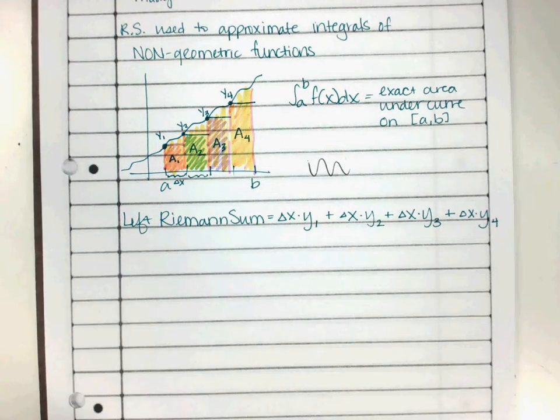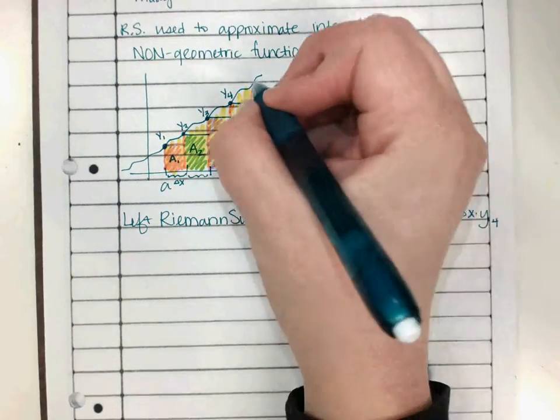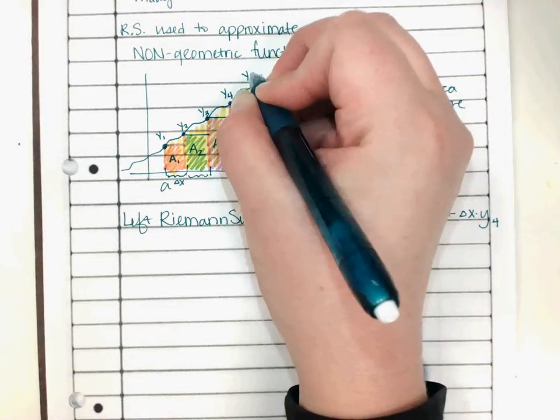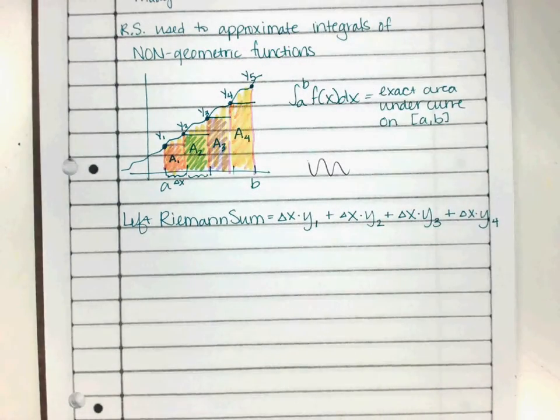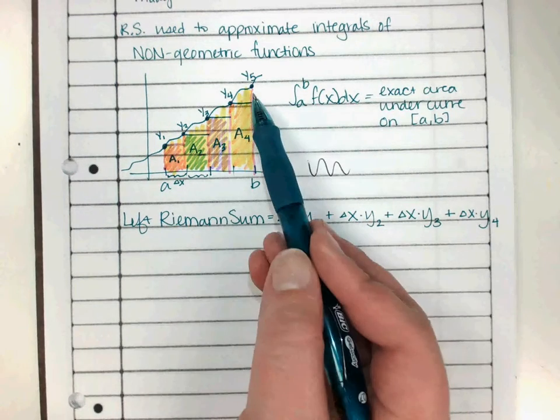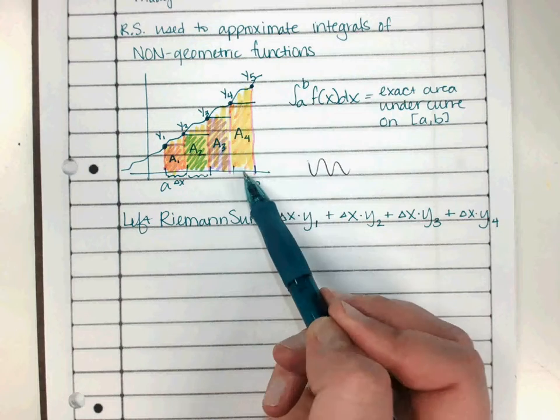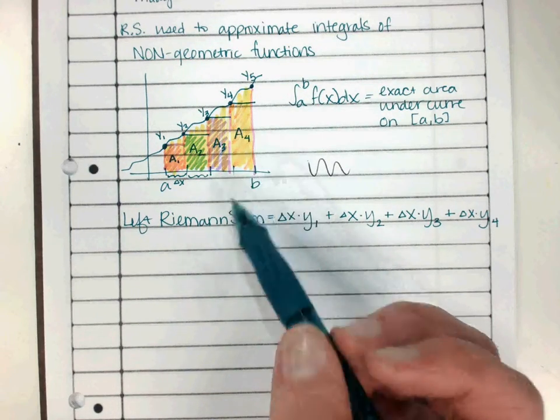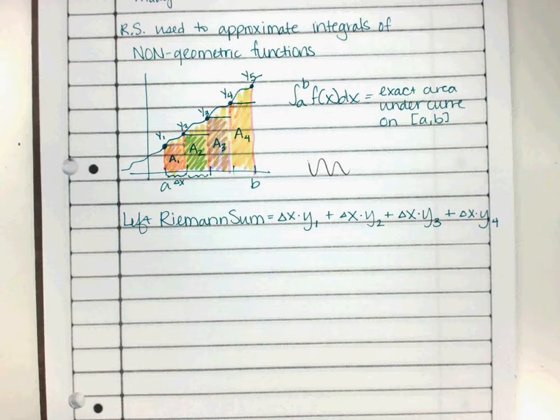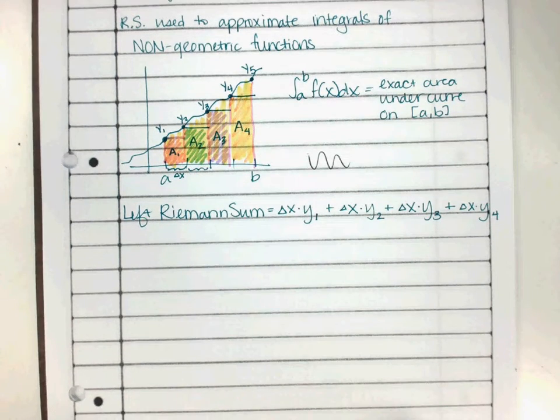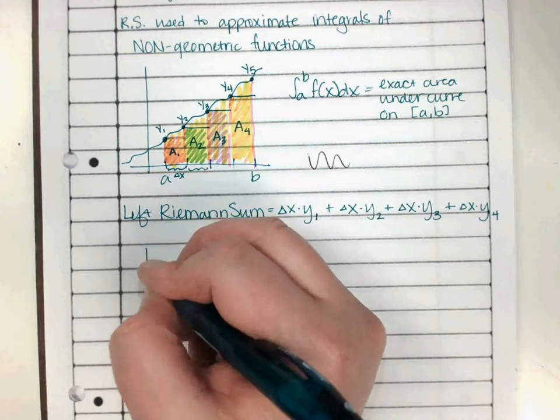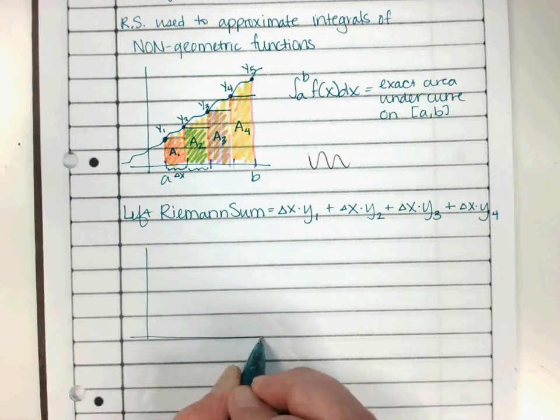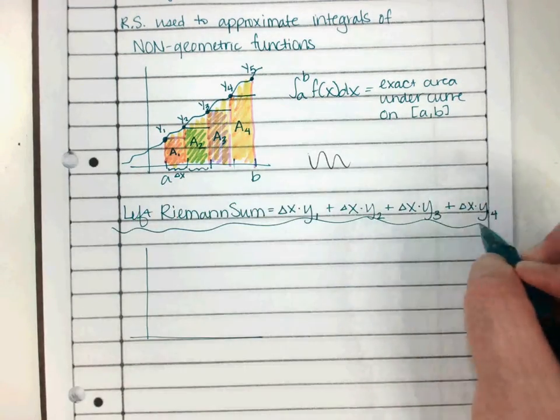Now, is there a fifth y value up there? Does it ever get used? No. Okay, there is a fifth y value for b, but I never used it because it was never the left side of a subinterval. Make sense? Okay, redraw, exact same picture, but now we're going to do a right Riemann sum.